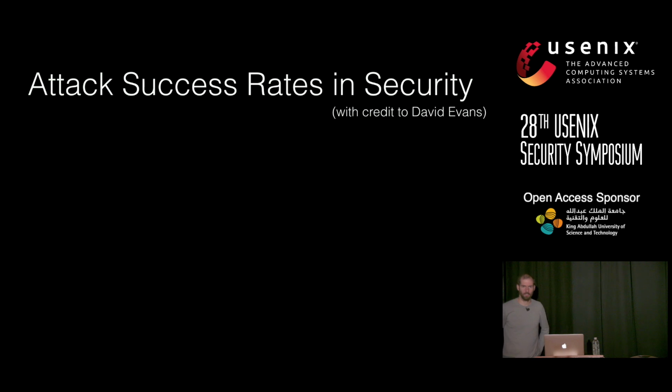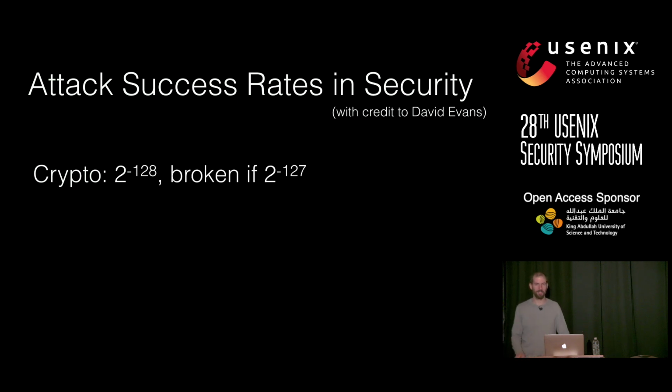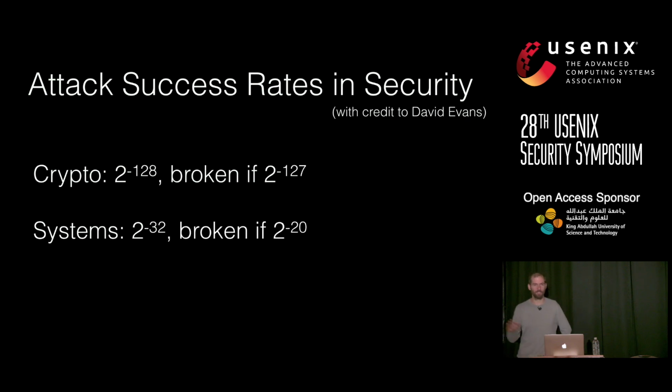Now, attack success rates in security, and this is a slide I stole from Dave Evans. I think it's a wonderful slide. So in crypto, we say that we're secure if we have a probability of succeeding of roughly 2 to the minus 128. If something's 2 to the minus 127, it's broken, run for the hills, throw it out, try again. In systems, we want 2 to the minus 32. You'll do a stack canary, something like this, but maybe broken is 2 to the minus 20. Try a million times and you can defeat a stack canary, maybe that's a broken defense.